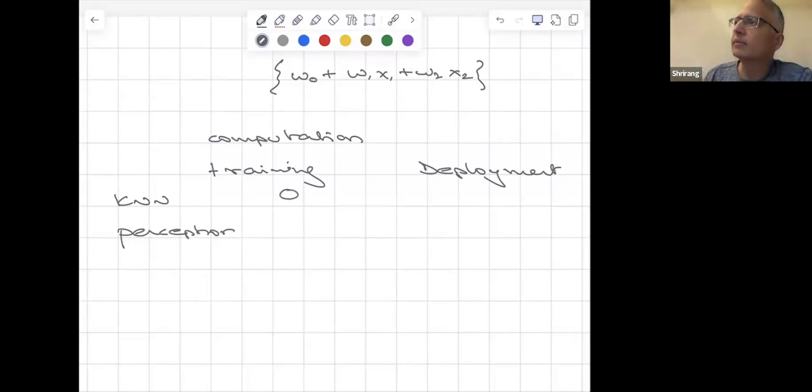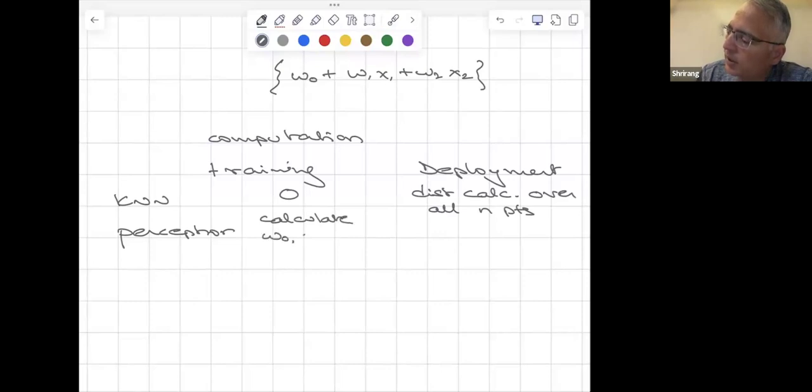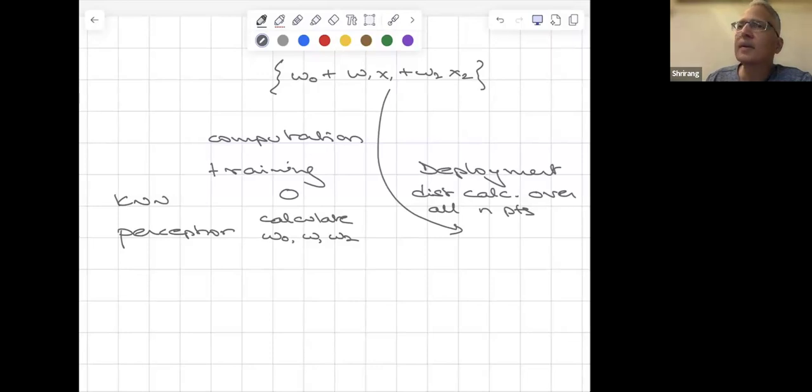For training, KNN is 0, right? For deployment, we've got to do distance calculation over all endpoints, right? For a perceptron, we've got to do something to calculate W0, W1, W2, right? Which requires a bit of, we saw the algorithm last time, right? But for deployment, we just have to do this computation, right?